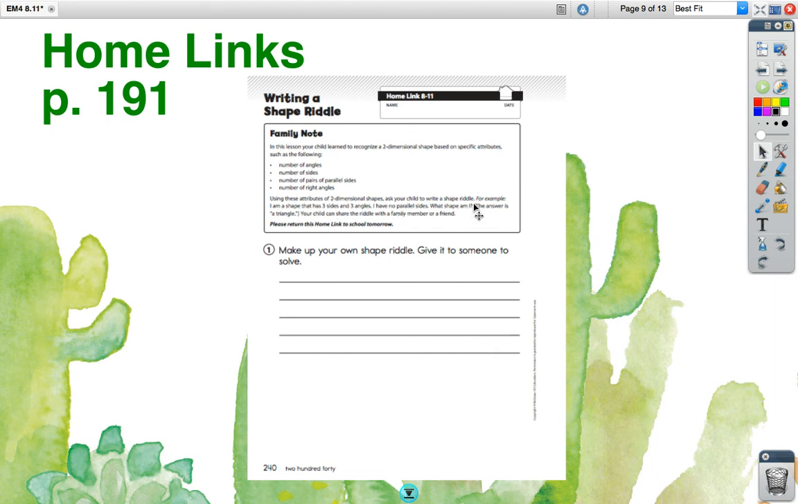For example, I am a shape that has 3 sides and 3 angles. I have no parallel sides. What shape am I? The answer is a triangle. Now it's your turn to make up your own shape riddle. Give it to someone in your house to solve.